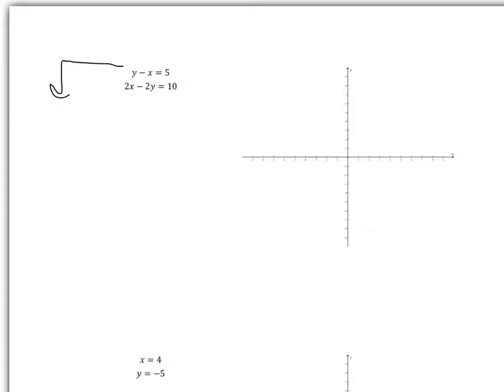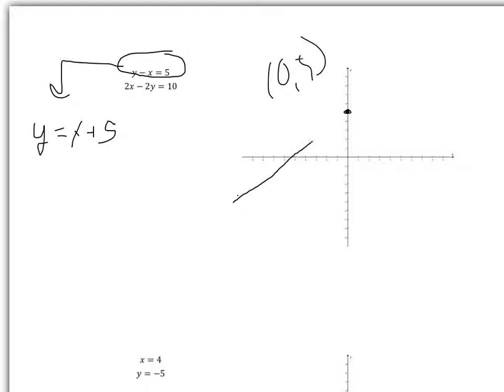And I'll go ahead and solve this for y. So if we add x to both sides of this equation right here, we get rid of the x here, we get y equals x plus 5. So this is going to be a line with slope 1 and y-intercept 5. So right here we've got (0, 5), slope 1. It's going to go, and we want it to look about like that.